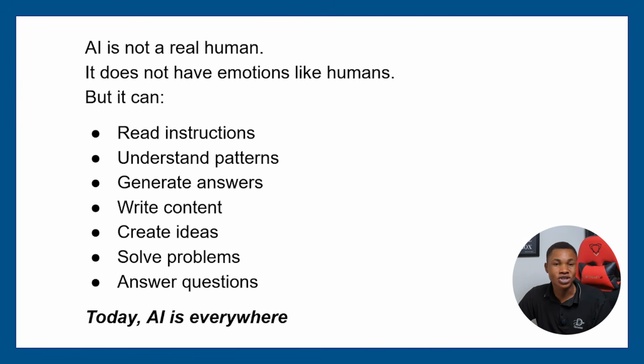It only reads instructions. It understands patterns. Pattern means, let's say for example, yesterday I was talking to AI about love, and today I'm talking to AI based on the communication we were having about love yesterday. I want us to continue. It actually understands that you were talking about love yesterday with it, and it can continue. So it understands patterns. It generates answers. For example, what is love? It gives you the answer directly. All right, so it writes content, it creates ideas.